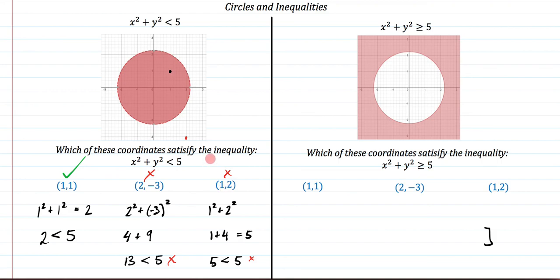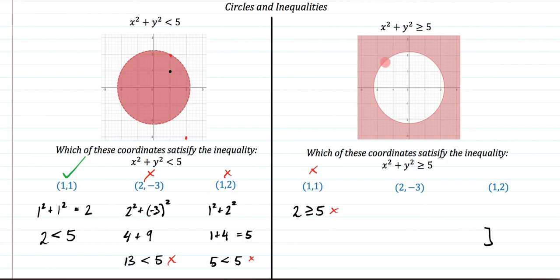And this again makes more sense when we look at it graphically. As you can see, it exists on the dotted line, and the dotted line means it actually isn't a part of our shaded region. And that makes sense when we see it mathematically. When we now apply the same logic here, when we put 1, 1 into this, we're going to be greeted with 2 is greater than or equal to 5, which of course is not true. So this doesn't work this time around.